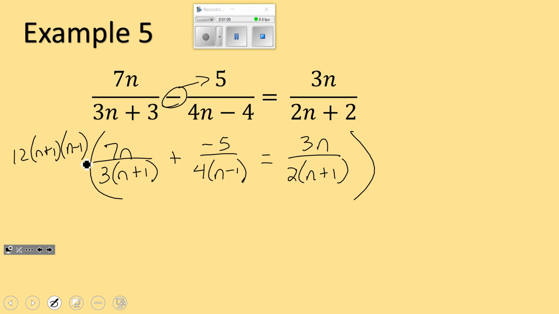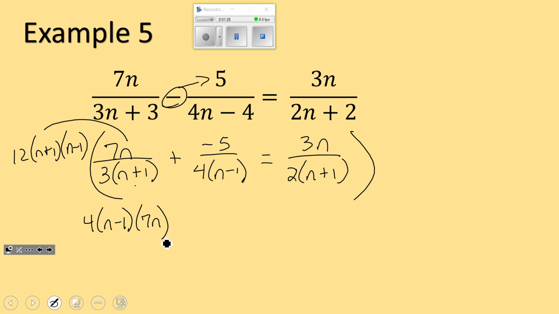Yes? Okay. So when I take this to this, what cancels? The n plus 1 cancels. And you can simplify the 3 and the 12. The 12 is going to become a 4. So I have a 4, I have an n minus 1, and I have a 7n.